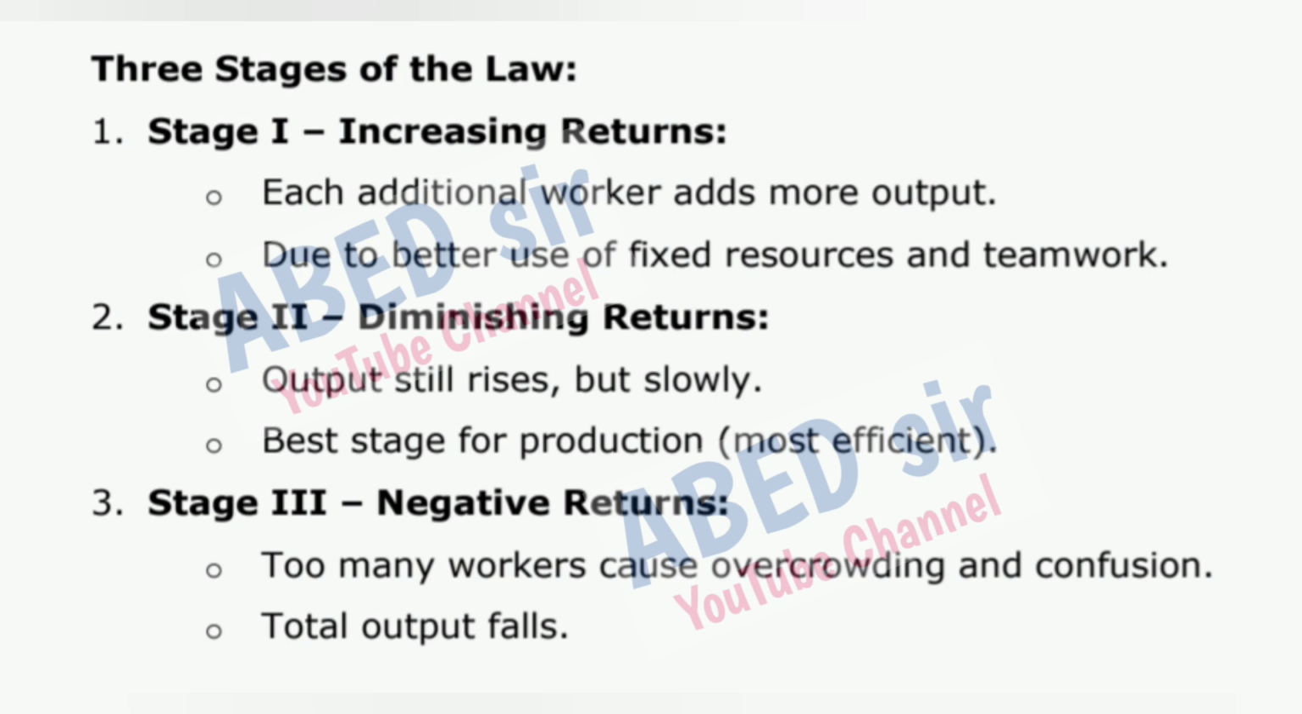3 stages of the law. 1. Stage I, increasing returns. Each additional worker adds more output due to better use of fixed resources and teamwork. 2. Stage 2, diminishing returns. Output still rises, but slowly. Best stage for production, most efficient. 3. Stage 3, negative returns. Too many workers cause overcrowding and confusion. Total output falls.